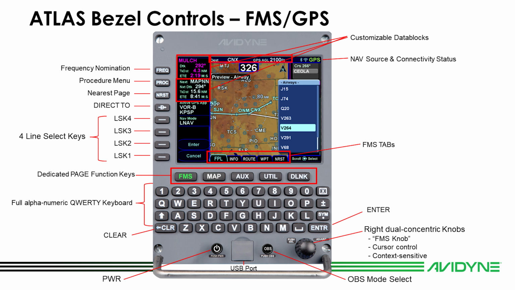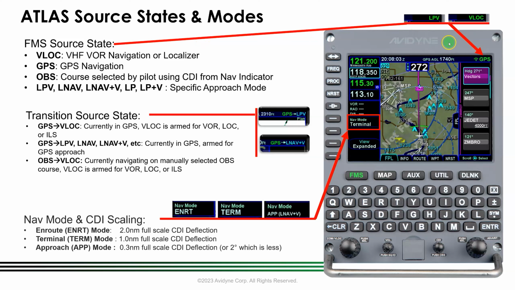I mentioned the source states and modes. Your FMS source state could be GPS, LPV mode, VLOC. Here are all the different possibilities. OBS mode. So at any given time, if you're not sure what the FMS is doing, you can look right there and it'll tell you what nav source you're using. It'll also tell you the transition source state, whether you're transitioning from a GPS to a localizer or an ILS, or whether you're transitioning to an LPV or an LNAV plus V as it shows here, or if you're in OBS mode and you're switching to a VLOC.